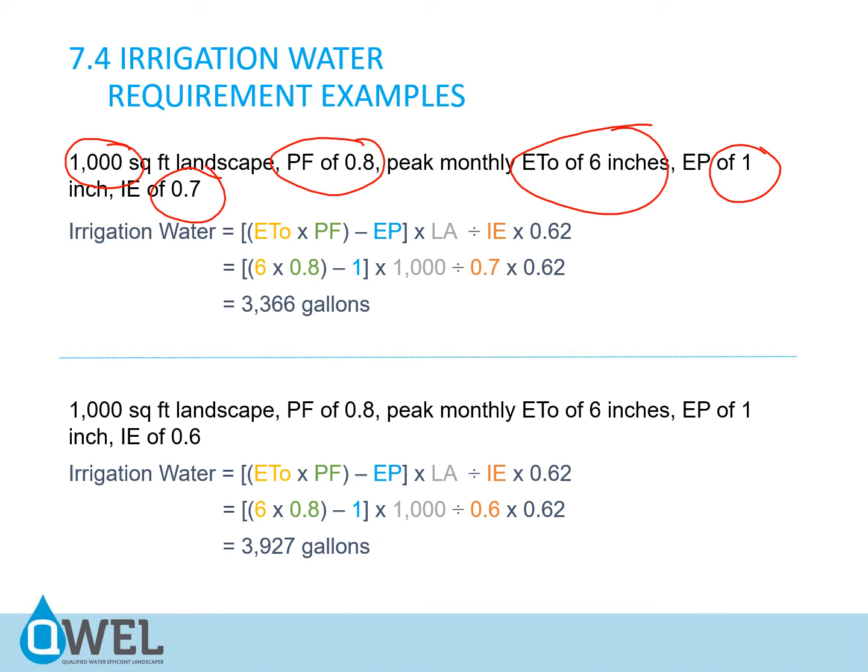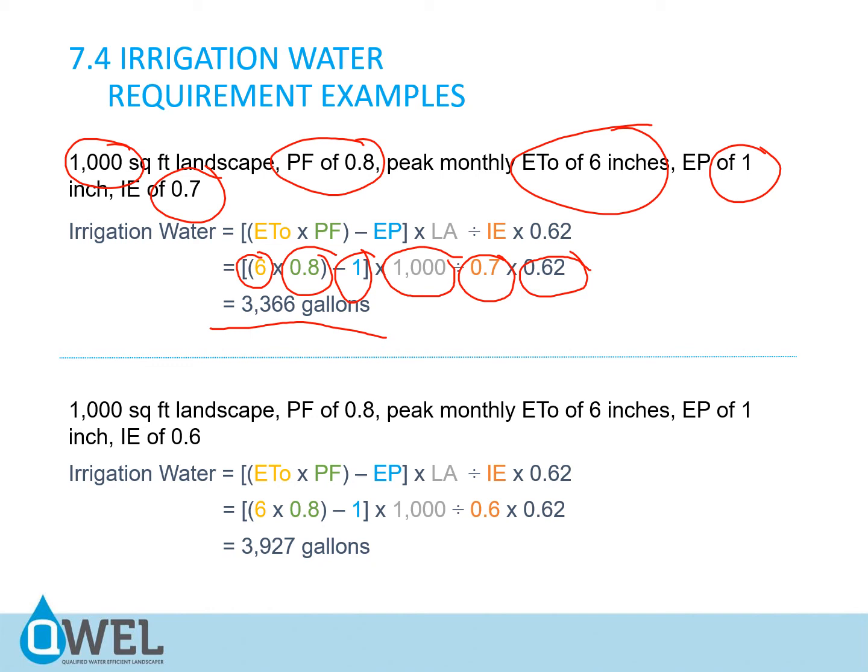So we have 6 as the ETO, times 0.8 as the plant factor, minus the 1 inch of effective precipitation. Then we're going to multiply that by 1,000. Then we're going to divide that by the irrigation efficiency of 0.7. And then in the end, to bring it from inches to gallons, we're going to multiply it times 0.62. And the result is 3,366 gallons per year.